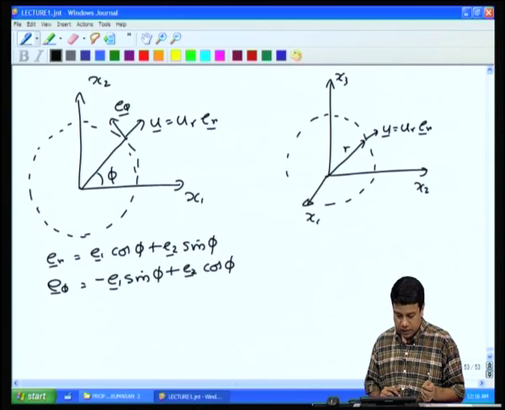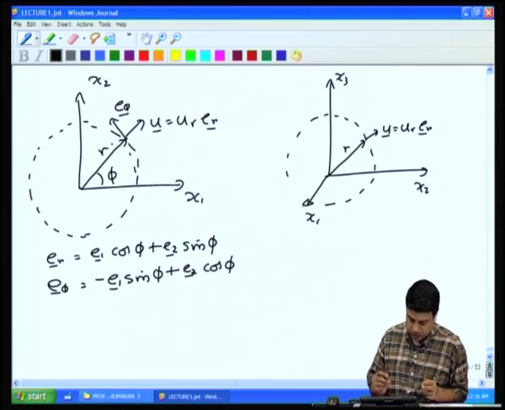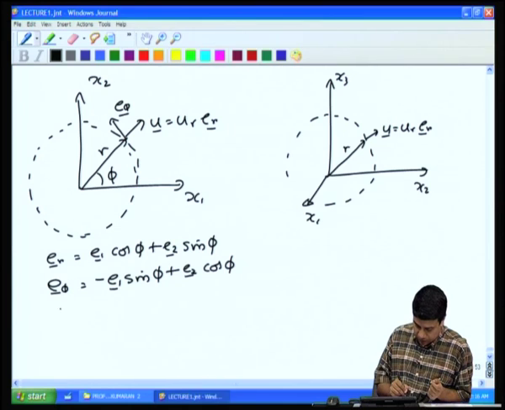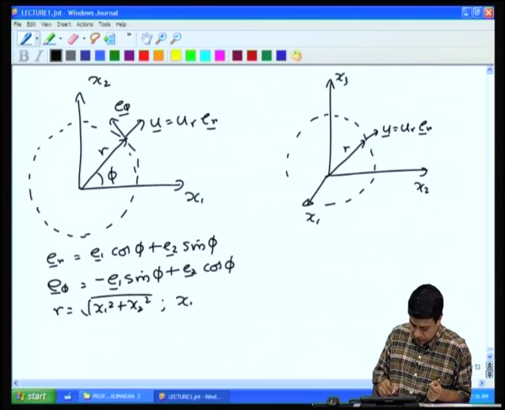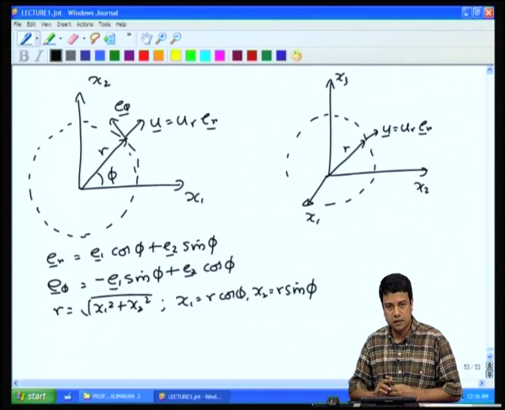So, now I can write u in terms of e_r and e_phi. Also note that this radius vector is r. That means that r is equal to square root of x1 squared plus x2 squared, and x1 is equal to r cos phi, x2 is equal to r sin phi. So, these are the components x1 and x2 in terms of r and phi.